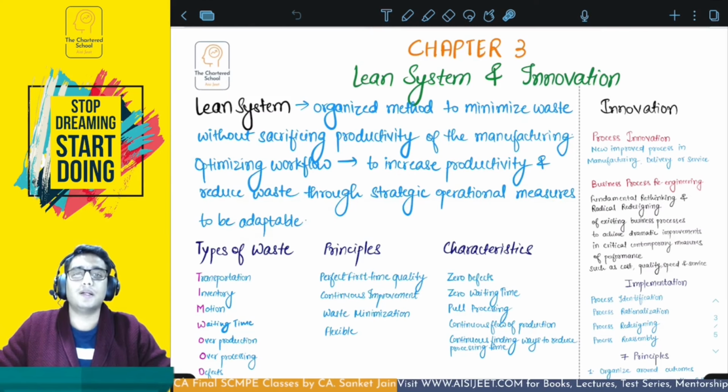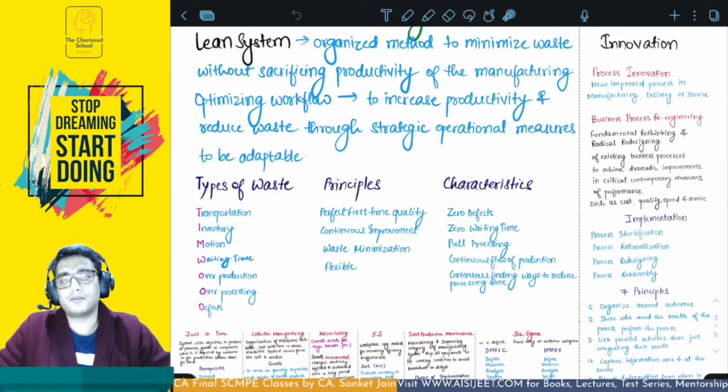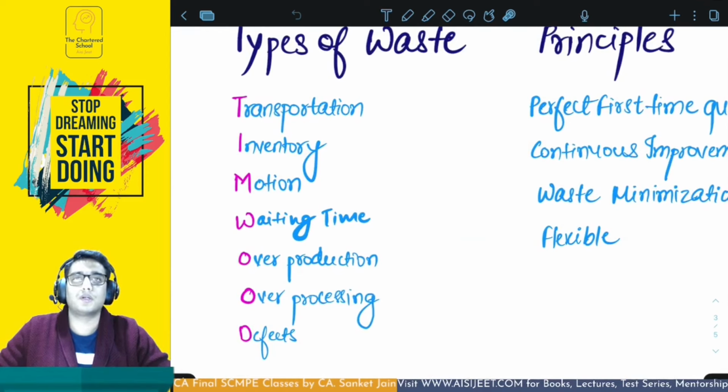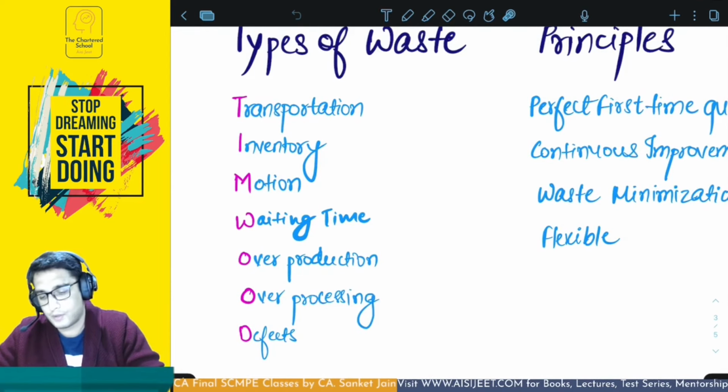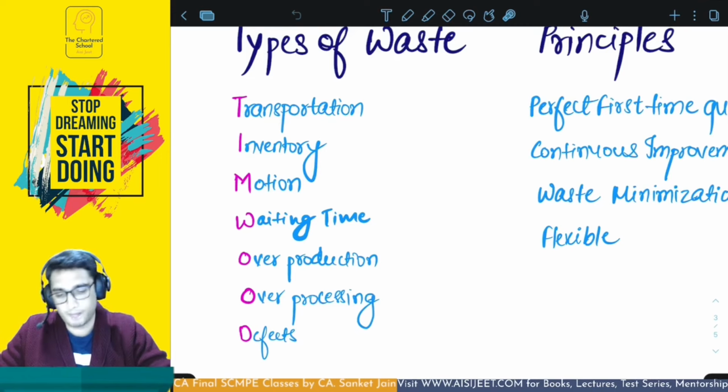Alright, now lean system is telling you that there are types of waste. It has categorized the types of waste into 7 types. And I remember that through this mnemonic word, TIMWOOD. From T we have transportation. Transportation is basically unnecessary movement of goods or products.